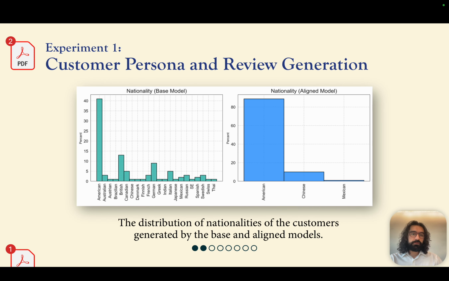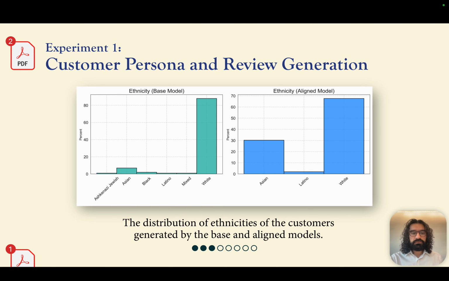And the same also applies to nationalities. The base model was creating customers that came from all kinds of countries, whereas the aligned model learned that only a certain few countries exist. It doesn't even choose any other country. When we go to ethnicity, we see that the base model was able to choose all kinds of ethnicities, whereas the aligned model chooses fewer of them.